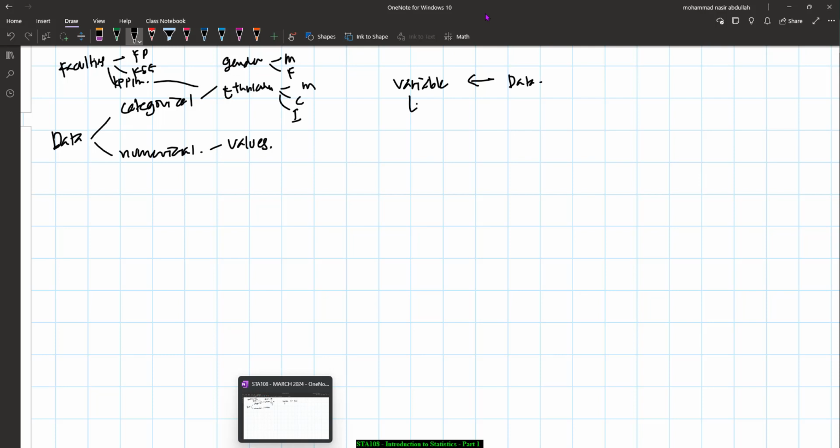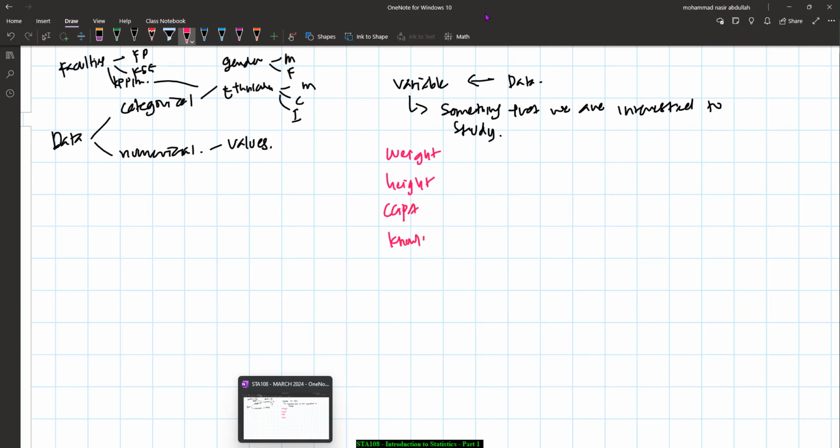For example, something that we are interested to study. For example, apa? Let's say I want to know what is the current weight of 200 students, height, right? Let's say CGPA, knowledge on dengue prevention, right? Lagi apa? Inilah contoh lah, kan? So let's say I want to know what is the current weight of student, what is the current height of student, what is the CGPA of student in UiTM Tapah, knowledge on dengue fever prevention. Ini semua called as variable lah, right?